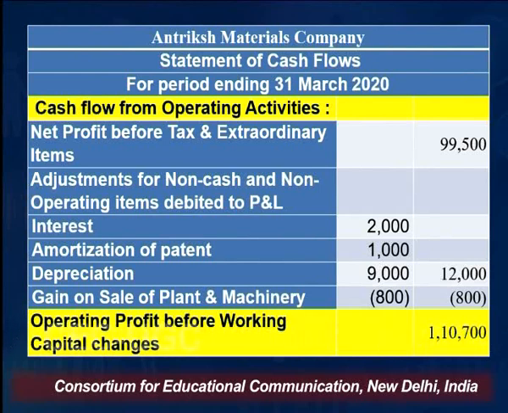And in this way, there is a total addition of rupees 12,000 and subtraction of 800 to the net profit before tax of 99,500. After making this adjustment, the value which we get comes to be rupees 1,10,700, and this is nothing but your operating profit before working capital changes. So we have to mind here, my dear learners, that after nullifying the impact of non-cash and non-operating items, what we get is operating profit before working capital changes.